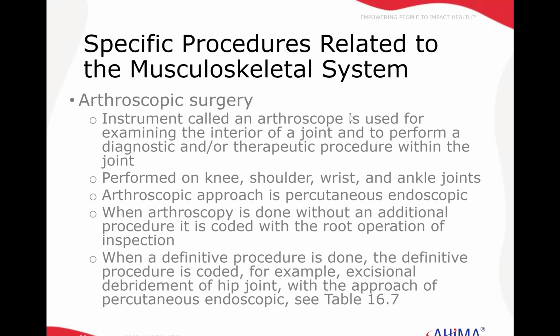If one of these procedures is done without an additional procedure, it is coded as the root operation of inspection. So if they did nothing else and they just used the scope to look at the interior of a joint, it is an inspection. If they do a definitive procedure, the definitive procedure is coded. So an excisional debridement of a hip joint with the approach of percutaneous endoscopic, we would see as illustrated in Table 16.7.